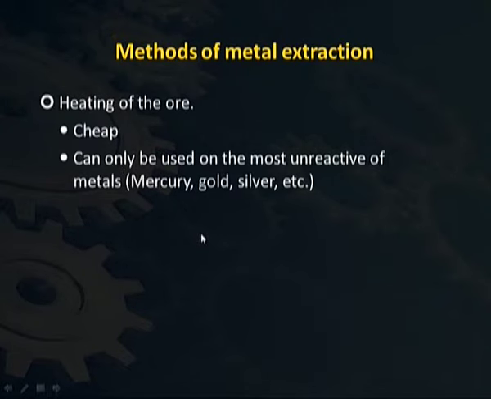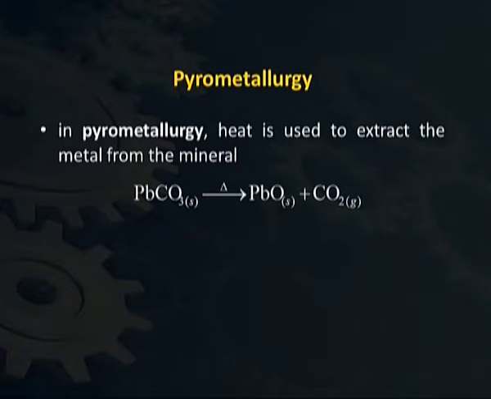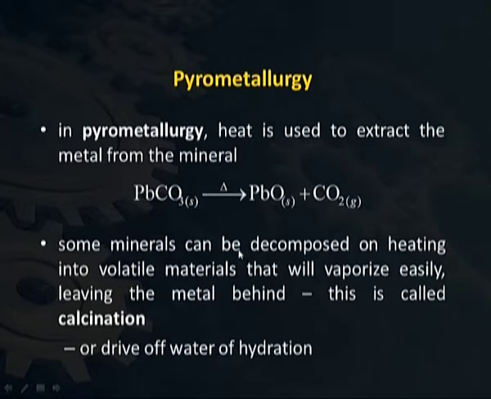Coming to pyrometallurgy, pyrometallurgy uses heat to extract the metal from the mineral, and here is an example given of heating lead carbonate to form lead oxide and carbon dioxide. Some minerals can be decomposed on heating into volatile materials which vaporize easily, leaving behind the metal, and such a process is called calcination.